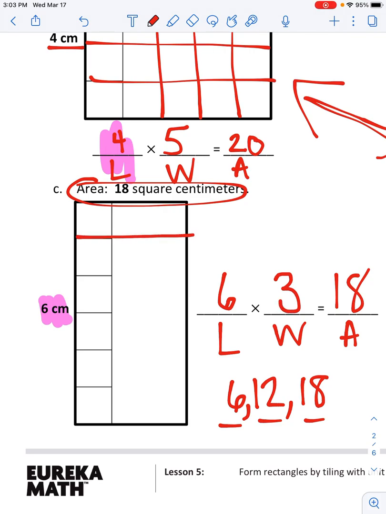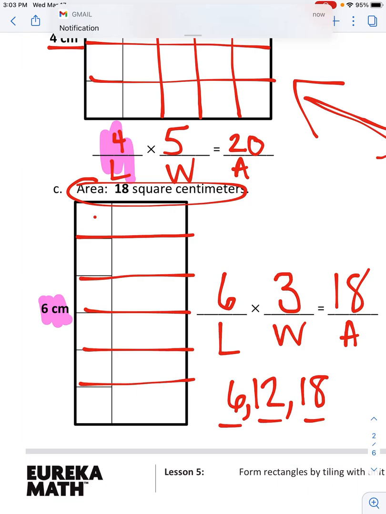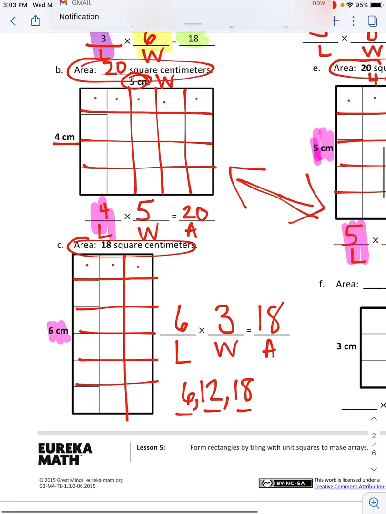That means that I'm going to extend all these lines. And now I need to have 3 columns. So far I have 1. Now I'll split this to make 2, 3. I have 18 square centimeters.